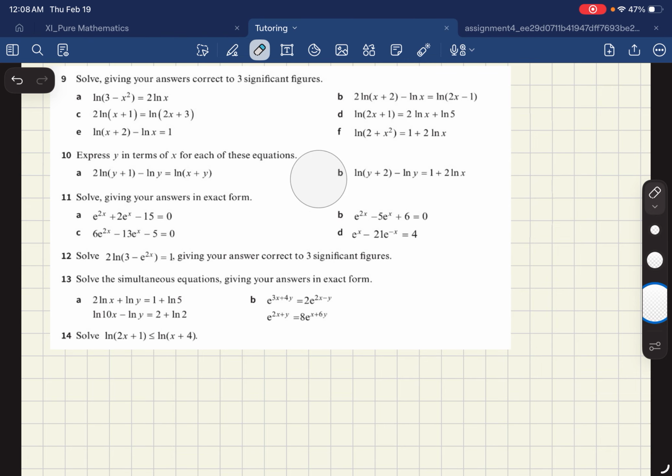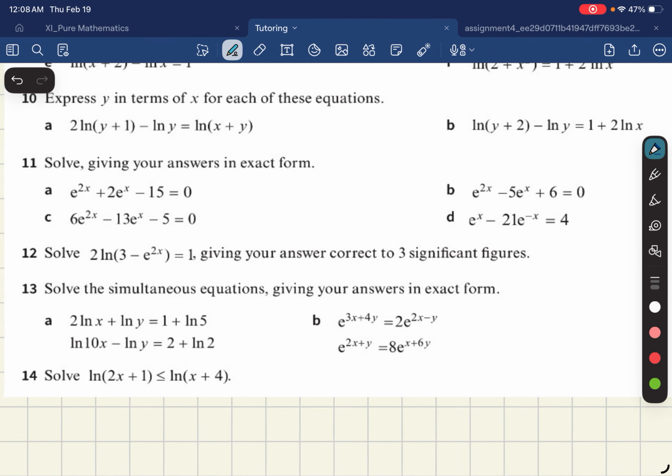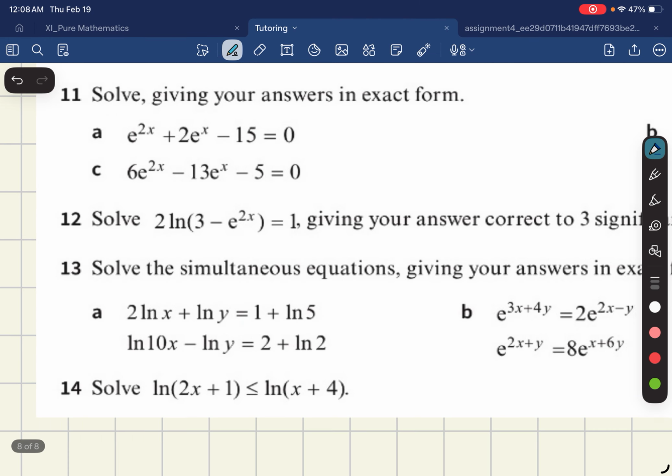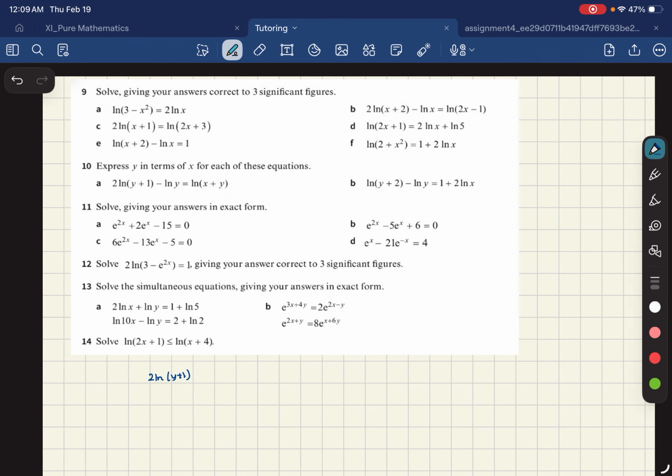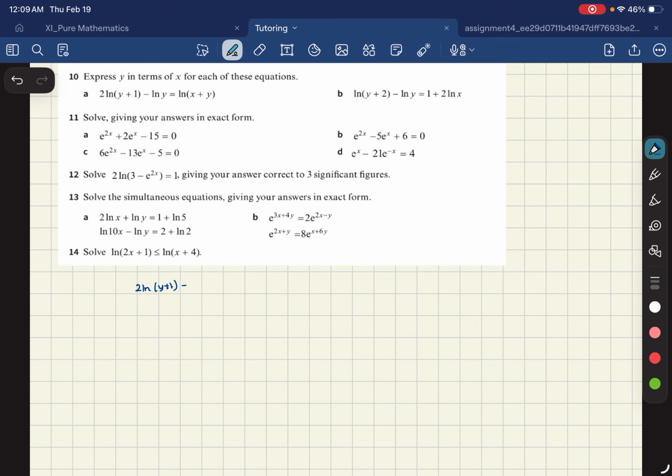So I leave d and e for you to try on your own. So express y in terms of x for each of these equations. So we have 2 ln(y + 1) minus ln y is equal to ln(x + y).